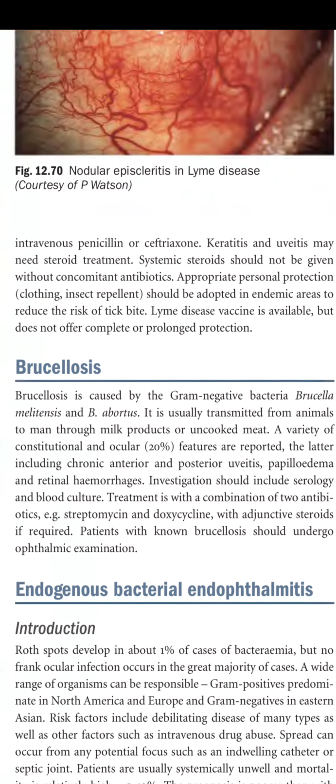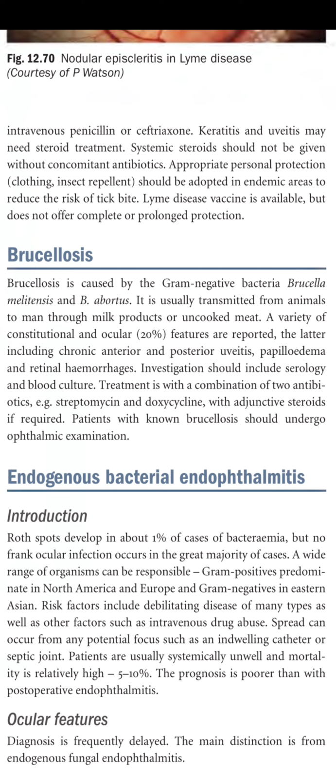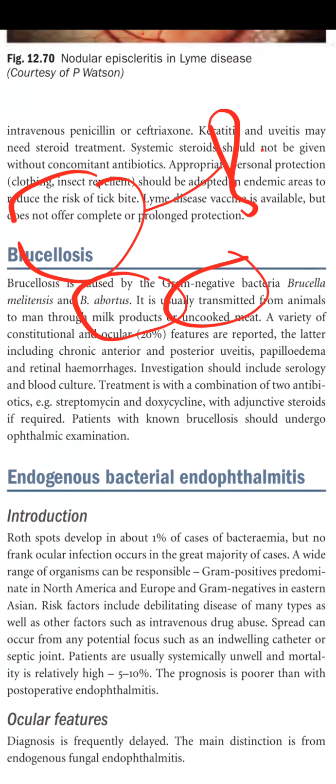Next is brucellosis. Brucellosis is caused by the gram-negative bacteria Brucella melitensis or Brucella abortus. It is usually transmitted from animals to man through milk products or uncooked meat. So very important, brucellosis is caused by Brucella, it can be abortus or melitensis, and it is transmitted through milk products or uncooked meat.